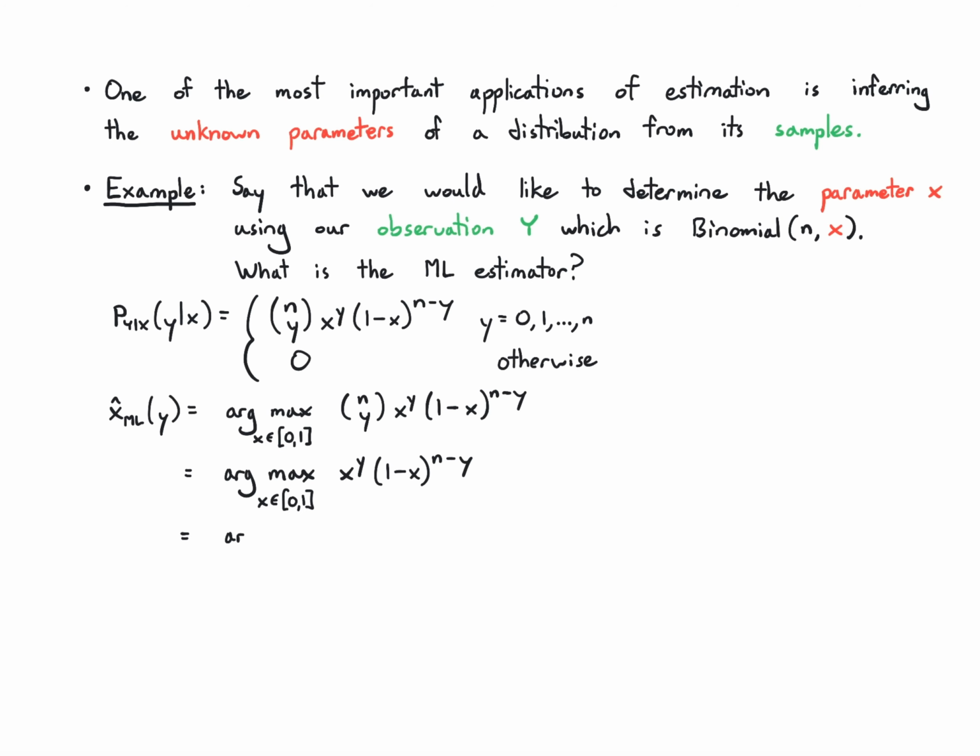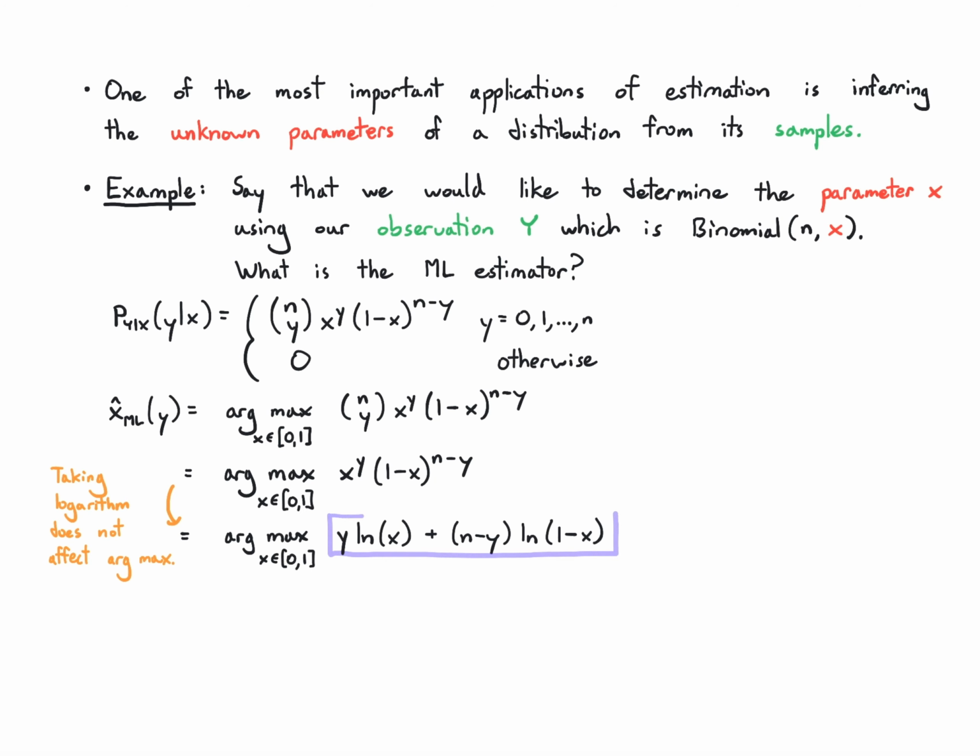Then the next step, I'm going to take the log. So I take the log, I get y log x plus n minus y times log 1 minus x. The reason I'm able to do this is that taking the logarithm does not affect the argmax, because log is a monotonically increasing function. So finding the maximum of the log of something is the same as finding the position where the original object is maximized. If we're just trying to find the argument, it doesn't matter if we're maximizing the function itself or log of the function, if we just care about the x that hits the maximum.